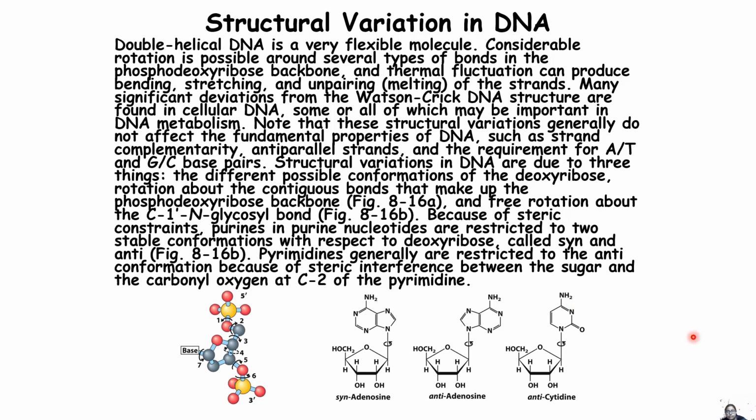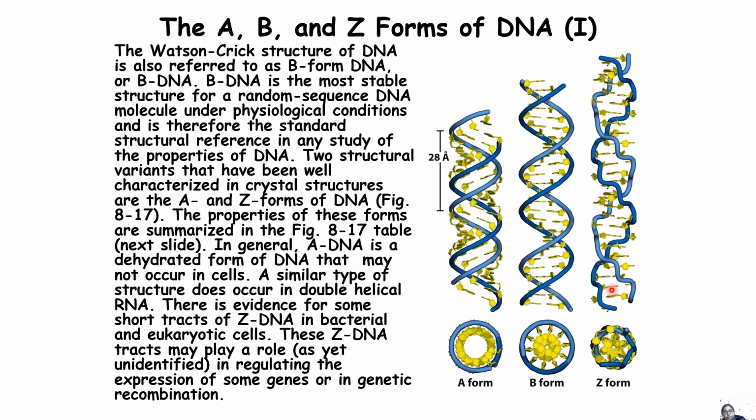Okay, so this is a syn adenosine conformation, and once it rotates, it can form the anti adenosine conformation as well. And if you can see this, it can form the anti-cytidine. Because of the steric constraints, purines are restricted to two stable conformations with respect to deoxyribose, called syn and anti, whereas pyrimidines are generally restricted to the anti conformation because of steric interference between the sugar and the carbonyl oxygen at the C2 of the pyrimidine.